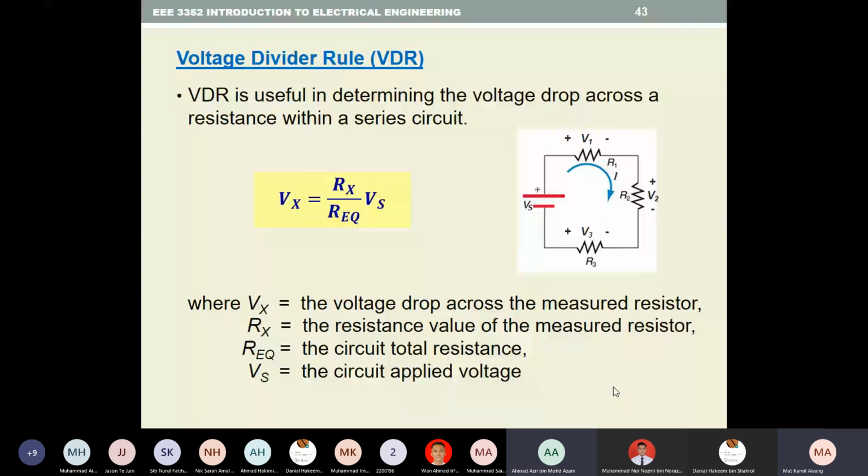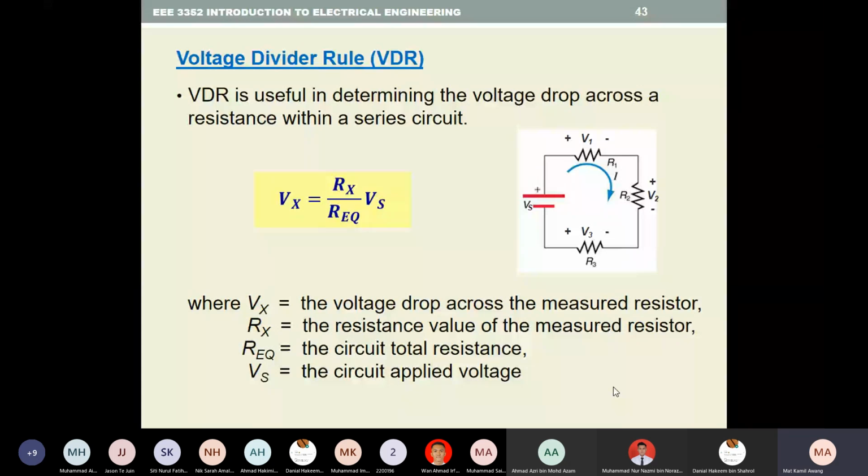Okay, so the next rule or law is the voltage divider rule. Voltage divider rule is useful in determining the voltage drop across resistors within a series circuit. So let's say that we have a circuit with VS. We have three resistors, VS as the battery. Then we have R1, R2, and R3.